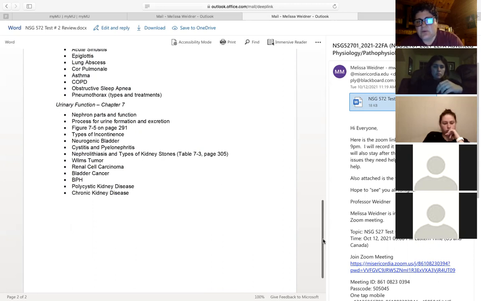Know the basics of what a Wilms tumor is and the basics of renal cell carcinoma. Bladder cancer focuses on the risk factors associated with bladder cancer, like what are the things that we do in our life that make us more susceptible to bladder cancer? It's one of those things like smoking is always the answer, and smoking is always the answer for a high risk of bladder cancer. BPH, again, just the basics behind it. Polycystic kidney disease and chronic kidney disease.